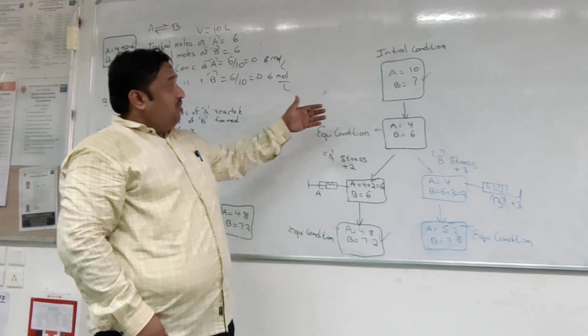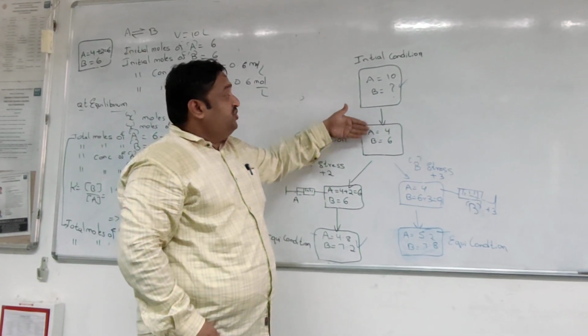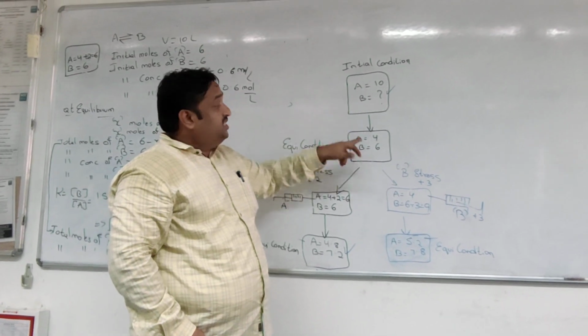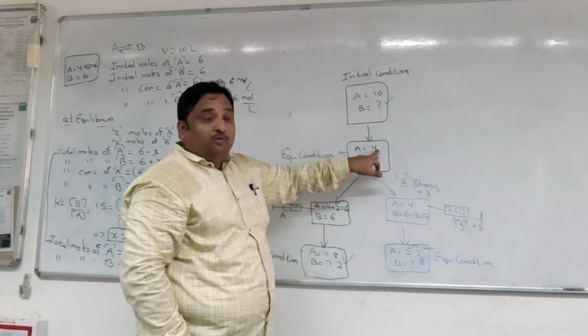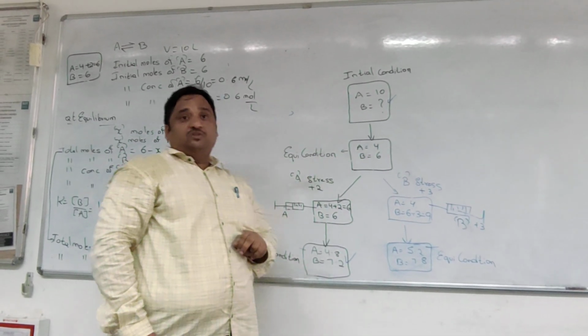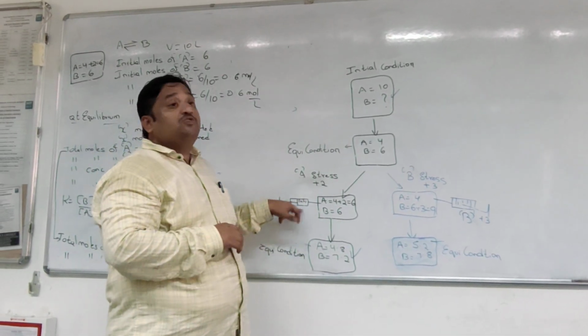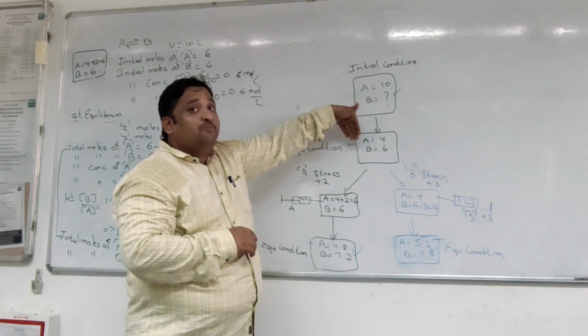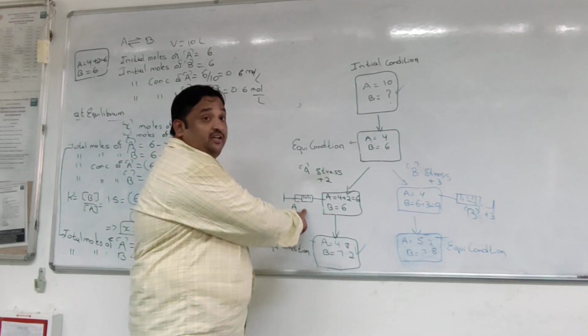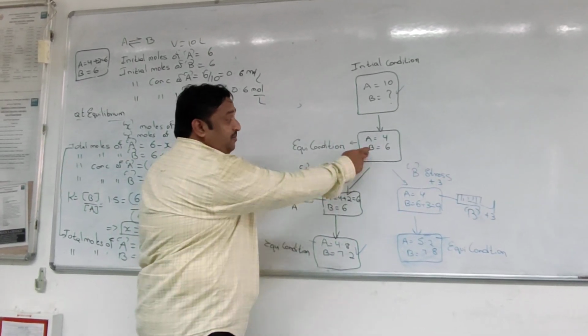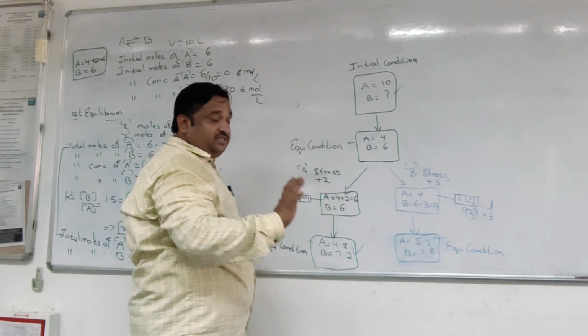Okay. Now we have seen how we have reached the equilibrium point, which is A consisting of 4 moles and B consisting of 6 moles. Now I am giving stress in terms of reactant. I am injecting 2 moles of A into this equilibrium chamber. That means I have given stress.